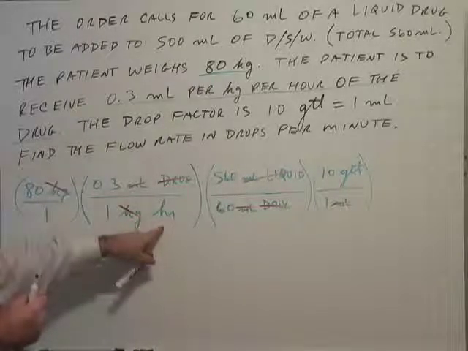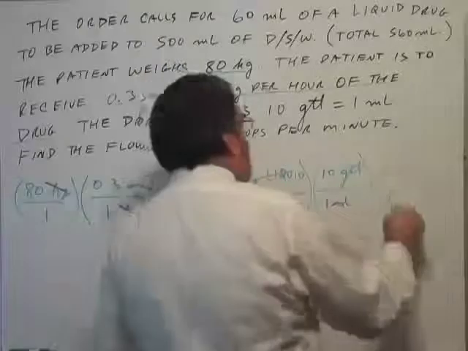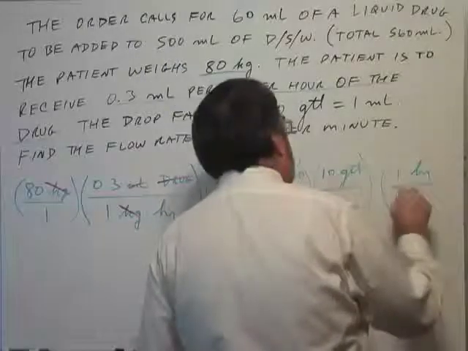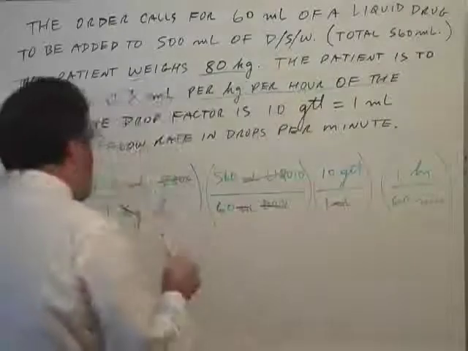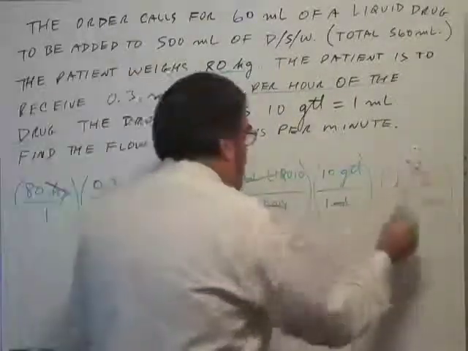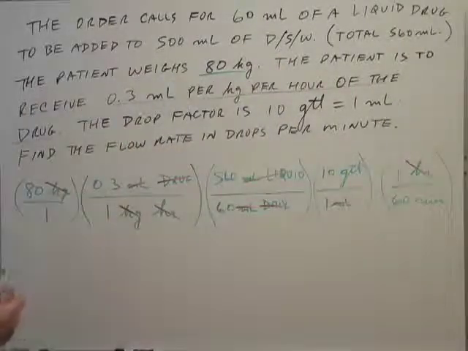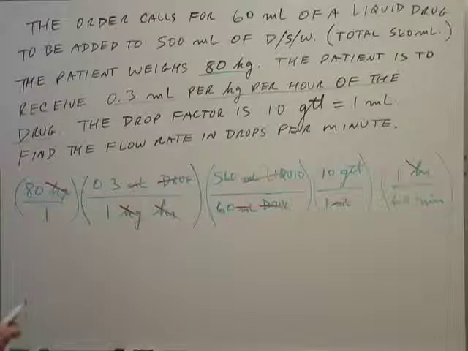I have drops per hour. I need minutes, so I'm going to put 1 hour up here and 60 minutes down below. And I managed to fit this on the board. So I do have drops per minute. So there's our complete calculation there.